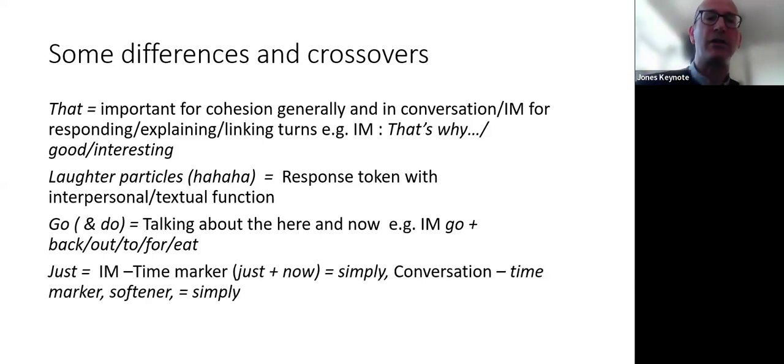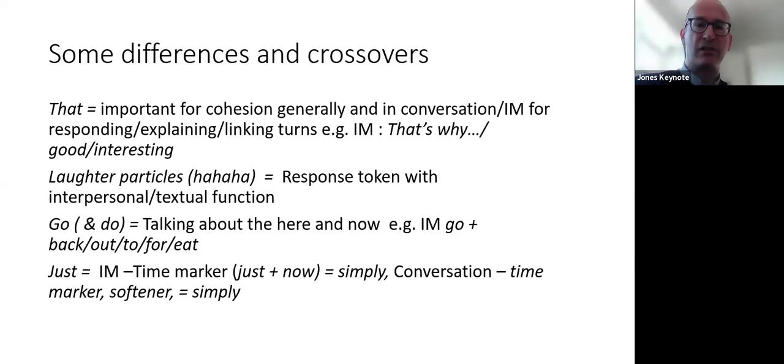"Just" is interesting. We know that "just" is a frequent word in spoken English. In the instant messaging data, at least in this data, it's used very much as a time marker. "Just now" is the most common collocate. And it's also used sometimes to indicate "simply". For example, when the speakers are talking about an assignment, they might say "it's just like something" or "just like that". So they mean "simply".